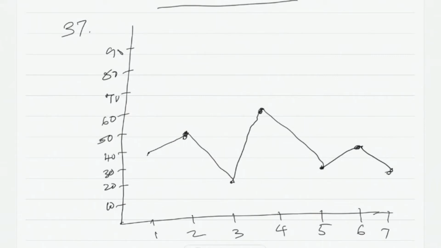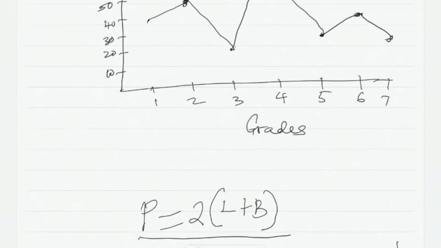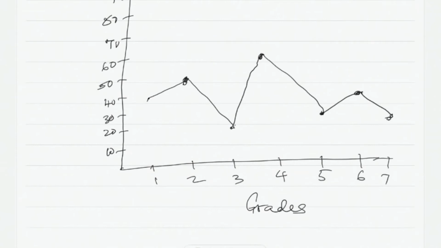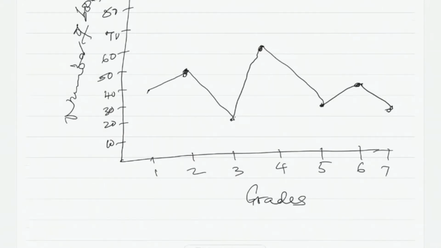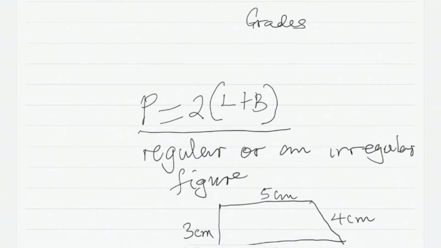So now, which grade received the least number of books? You could see the least number of books were received by grade 3, which got only 20. So our answer is C, since this is number of books.